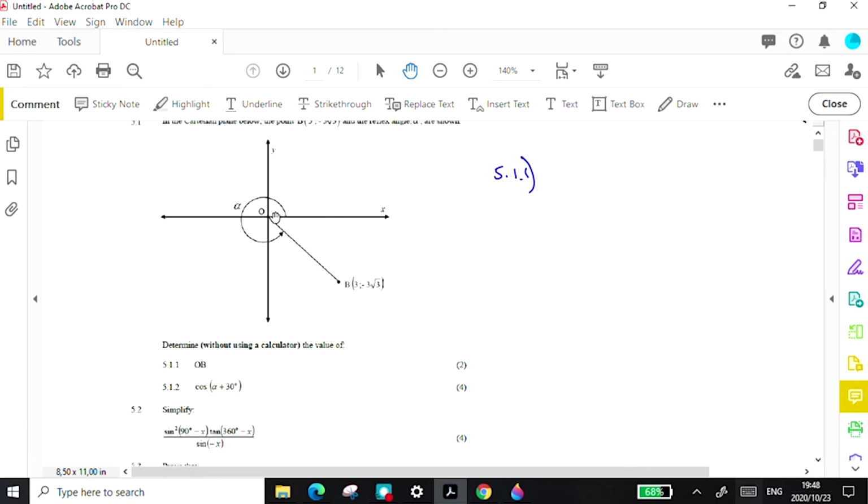To find OB, we can either sketch a perpendicular line and use Pythagoras' theorem to find OB, where this side is 3 square root 3 and this side is equal to 3. But instead of using Pythagoras' theorem, why not make use of analytical geometry in order to solve this problem?